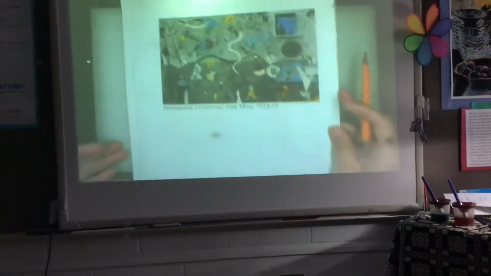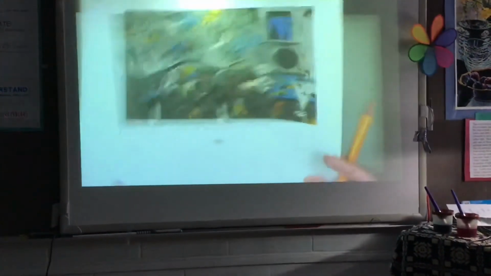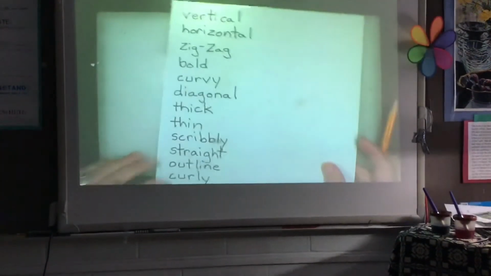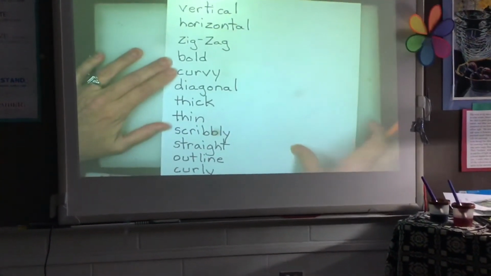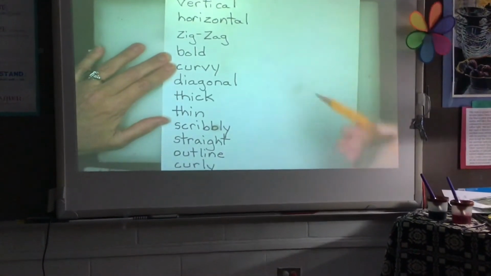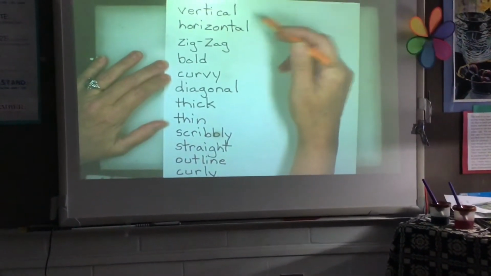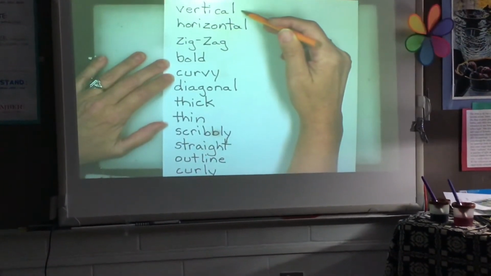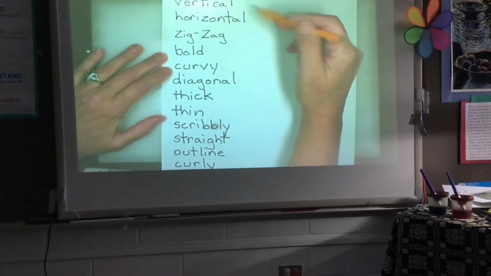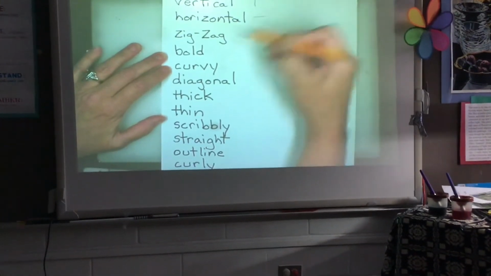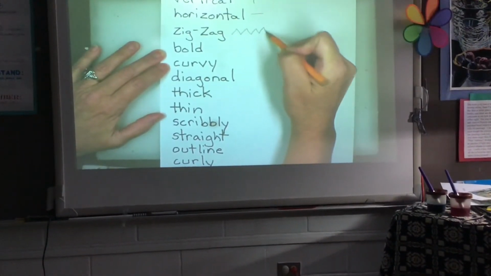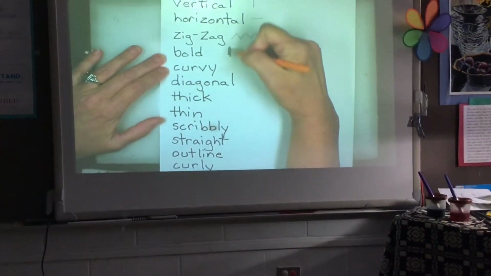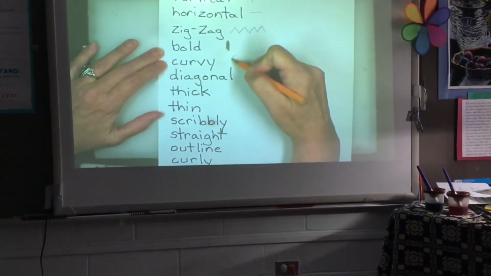All right, and then stop there. And I'm going to show you my list. And if any of these words match on your list, go ahead and put a check mark and we'll know how many we came up with that were alike. So of course I had the three I started with: vertical, horizontal, zigzag. Then I saw some bold lines, and I saw some curvy lines.